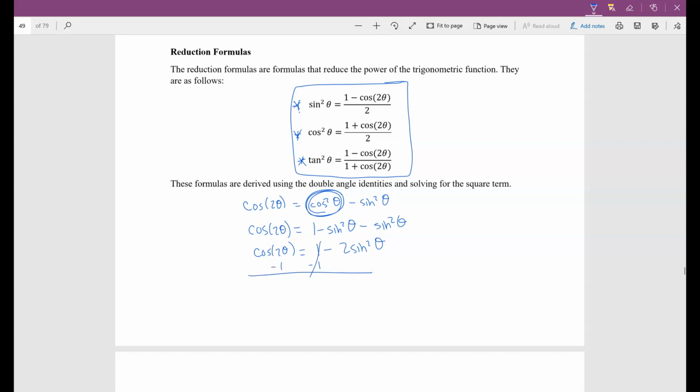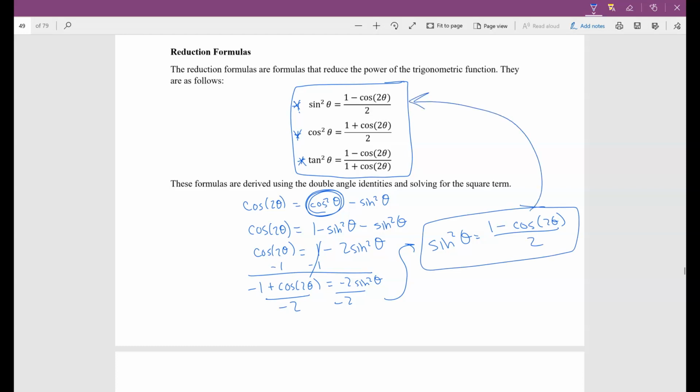And then you just have negative 1 plus cosine 2 theta equals negative 2 sine squared theta. Then just divide by this negative 2. And you see that you have sine squared theta is equal to, this is going to give me a positive 1, this is going to give me a negative cosine 2 theta, and then just divide it by 2. Okay? So you can see that this guy is just this guy. And then you can easily do the other ones as well. So just to show you, it's basically rearranging the formulas so that you're losing the power.